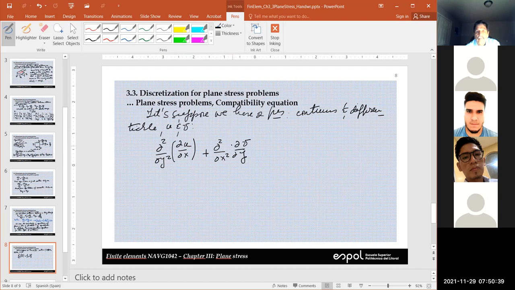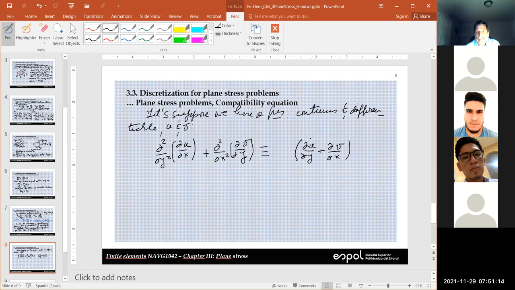Similarly for the v. Okay, so we can express this as, since we have assumed that these two functions are continuous and differentiable, we can change the order of differentiation. And we can say that is equal to du dy plus dv dx.